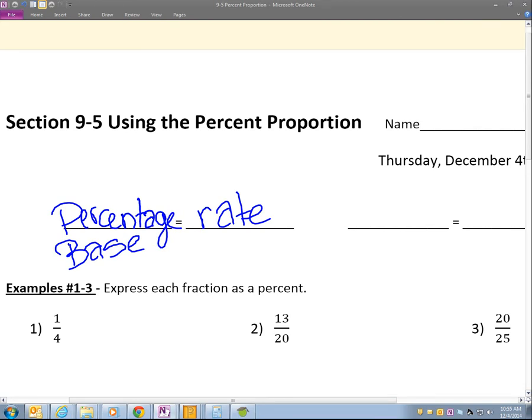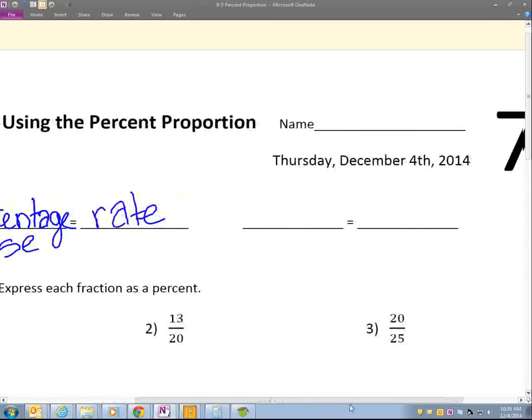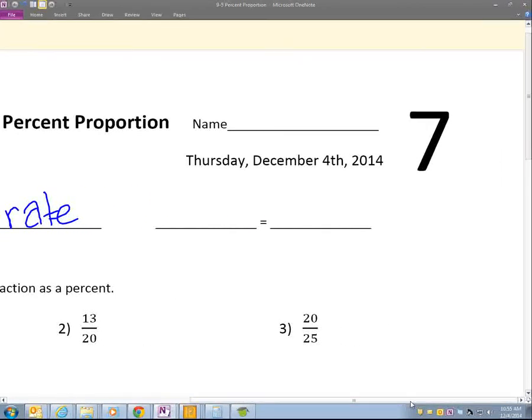So percentage over a base is a rate. Now, here's the main thing about finding percentages using a proportion: if you see the word is, it's going to go right here. If you see the word of, it's going to go right here. This right here is going to be where the percentage is. And this right here is always going to be 100.